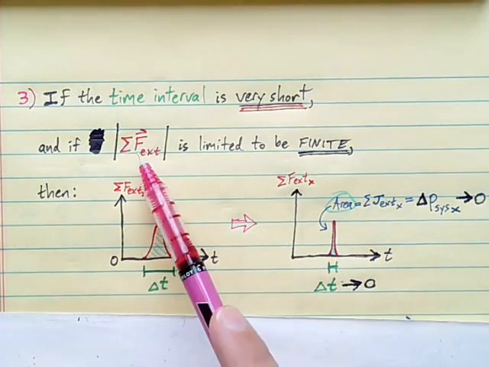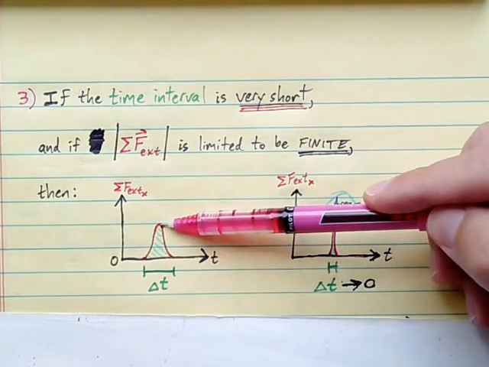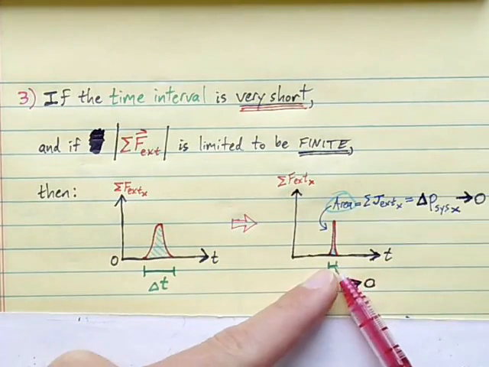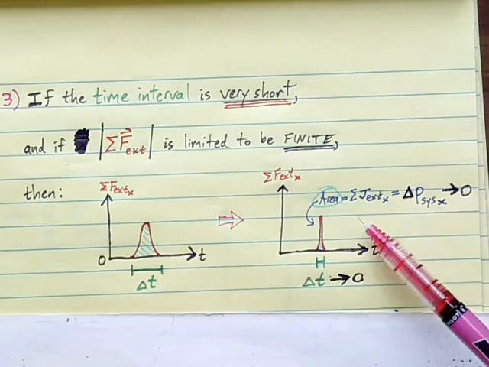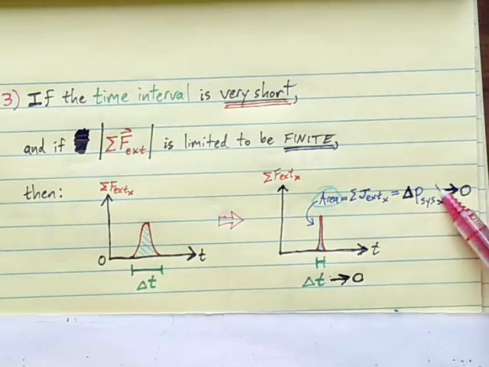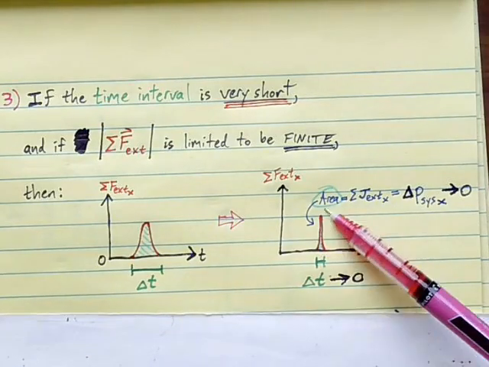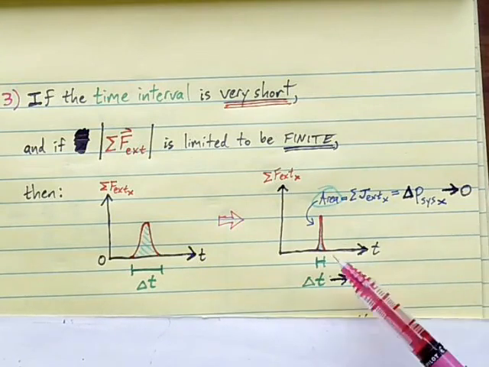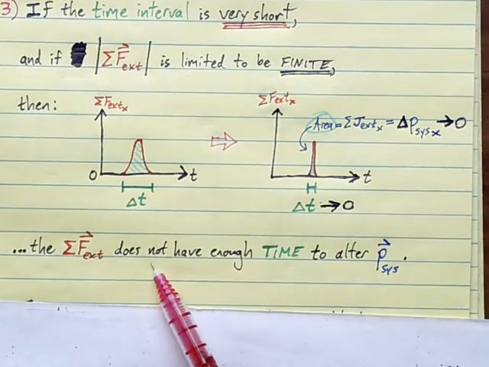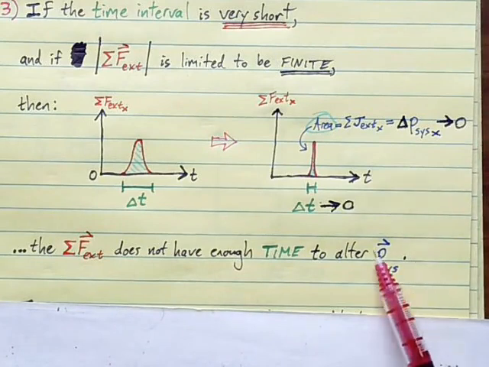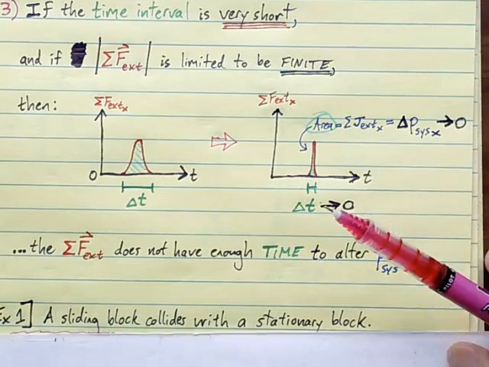So if the force is limited to be finite, if the max force is capped here, and delta t shrinks to 0, so we have a very short interaction, then that area under the curve shrinks to 0. Our impulse is shrinking to 0, and the change in the momentum of the system would be shrinking to 0. And so our integral here would be vanishing if that time interval was very short. In other words, the net external force was not given enough time to alter the momentum of a system. A force has to act over time to impart an impulse.